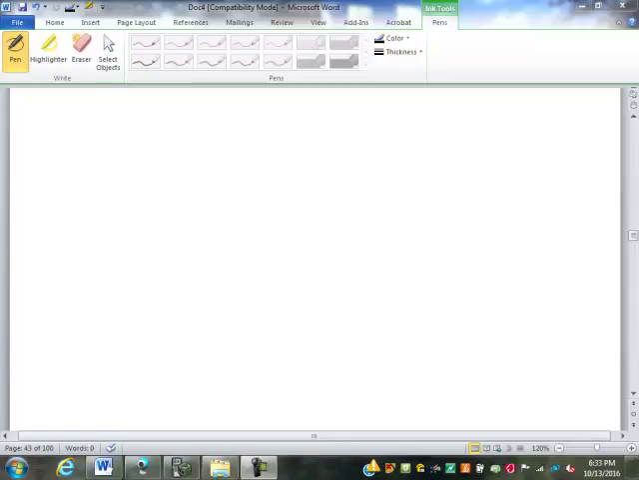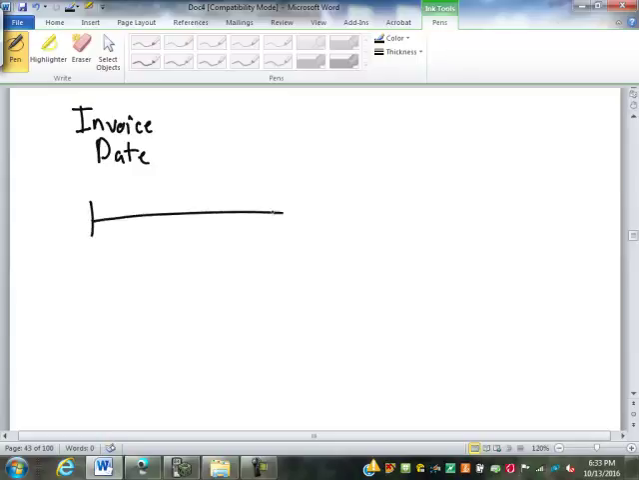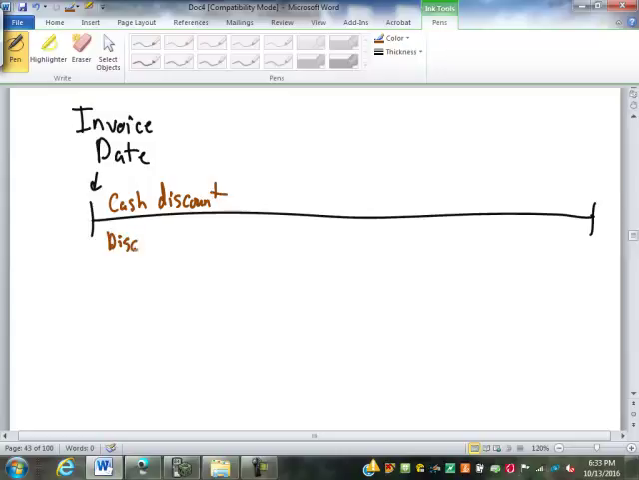So let's take a look at this invoice. More specifically, let's take a look at those time frames, those periods. It starts out, all of it starts out with the invoice date. So we're going to draw this out like a number line or timeline. From the invoice date, there is a period where you can get that cash discount. That is often just referred to as the discount period.